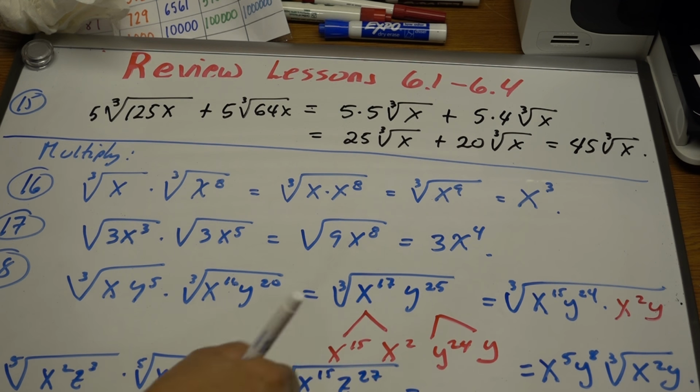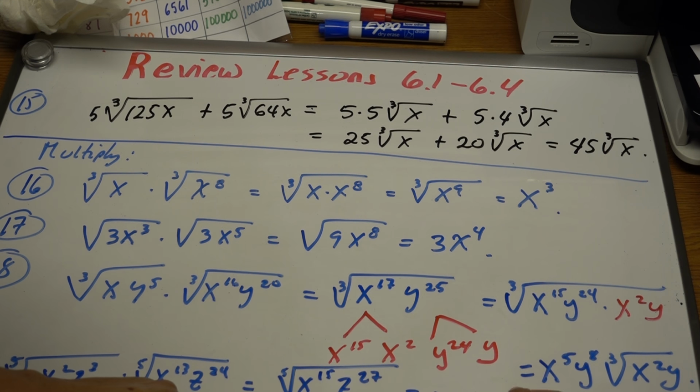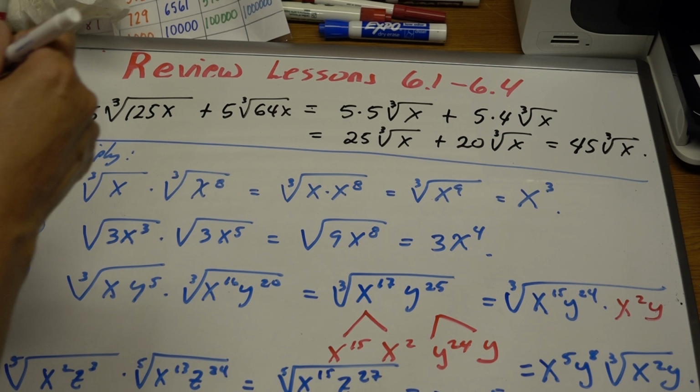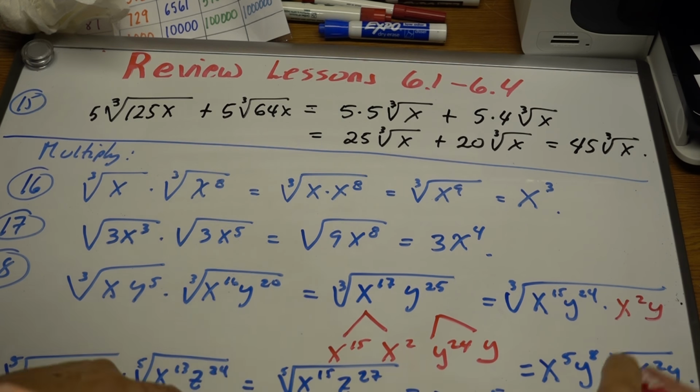Since we have to divide by 5, 15 is divisible by 5, perfect. But 27 is not divisible by 5, so we have to break down just z. So z is going to be broken into z to the 25th to be divisible by 5, times z to the 2nd power. So we'll continue here: the 5th root of x to the 15th power, z to the 25th, times z squared.